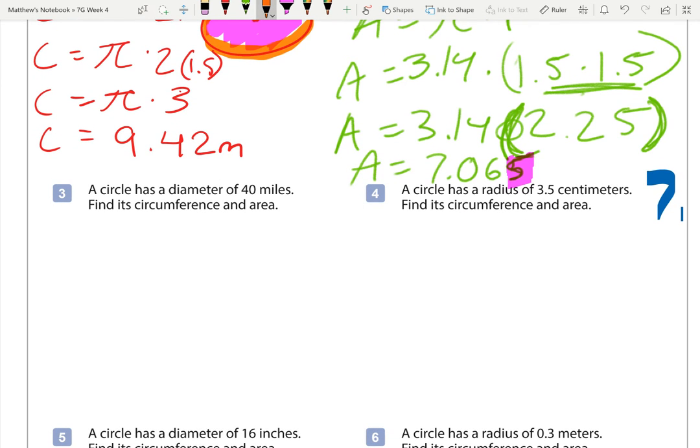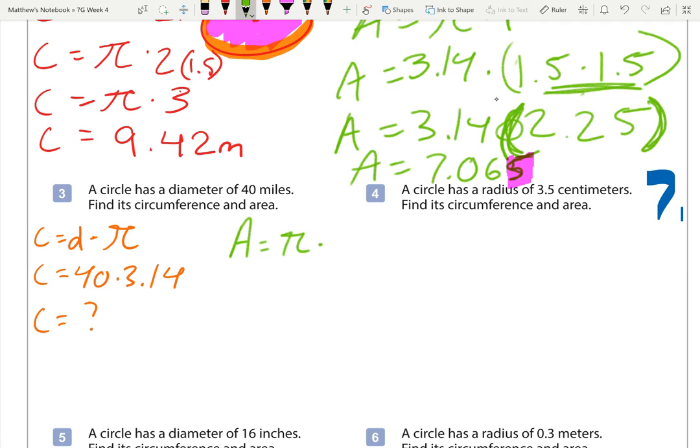Circle has a diameter of 40 miles. So I'm going to do circumference equals the diameter multiplied by pi. So C equals 40 times 3.14. And then you could write your answer right here. What does that equal? And then we'll do the area. So area equals pi multiplied by the radius squared. So it's going to be area equals 3.14 multiplied.